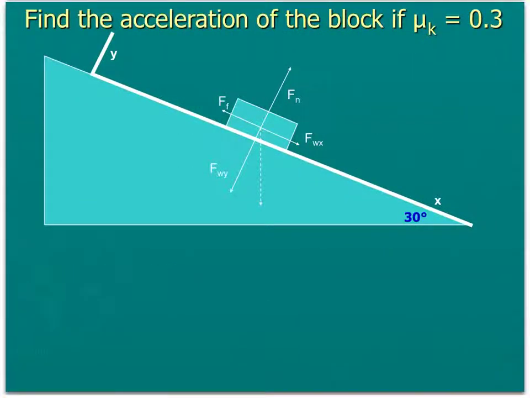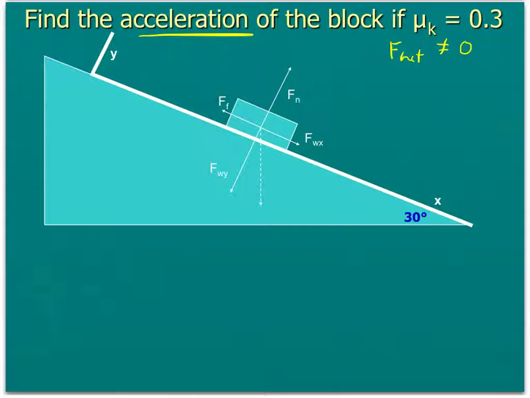Okay, so in this example, we're going to find the acceleration of the block if mu k is 0.3. So again, because there's acceleration, we know that F net cannot be equal to 0. So what that tells me is that my Fwx is going to be bigger than my force of friction, because this block is actually going to slide down the incline.